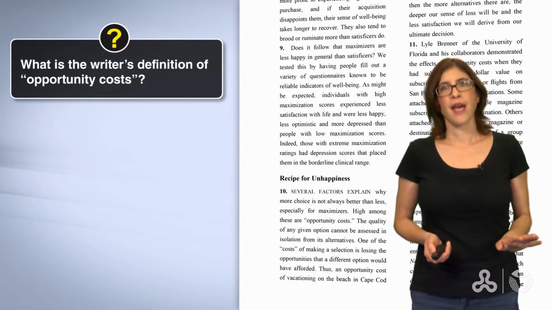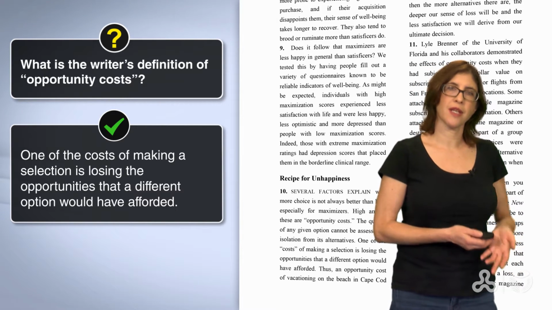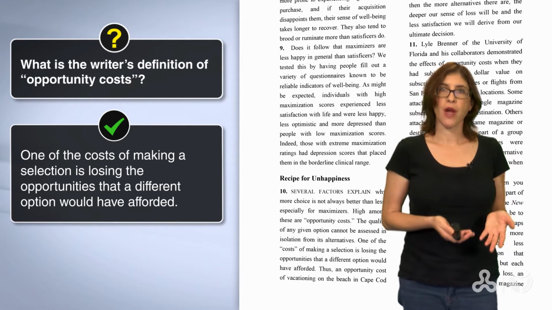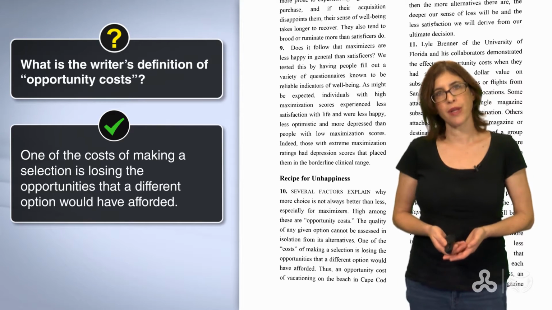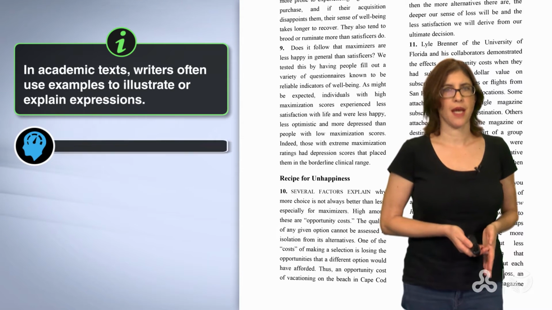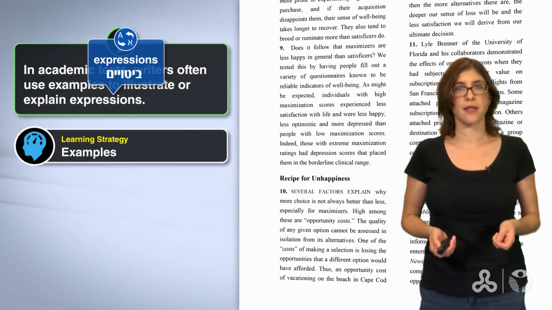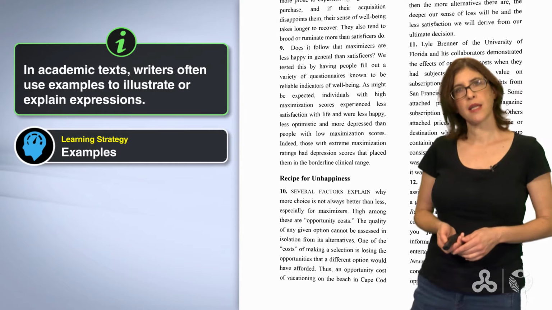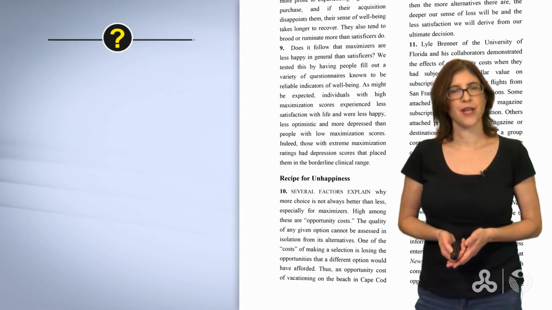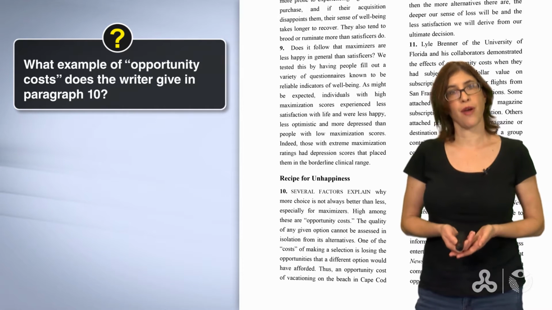So, the answer is, one of the costs of making a selection is losing the opportunity that a different option would have afforded. Now we know the writer's definition of opportunity costs, what the writer means when he uses this expression. Now remember, in academic texts, writers often use examples to illustrate or to explain expressions. So let's see if you can find an example of opportunity costs. And our next question is, what example of opportunity costs does the writer give in paragraph 10?